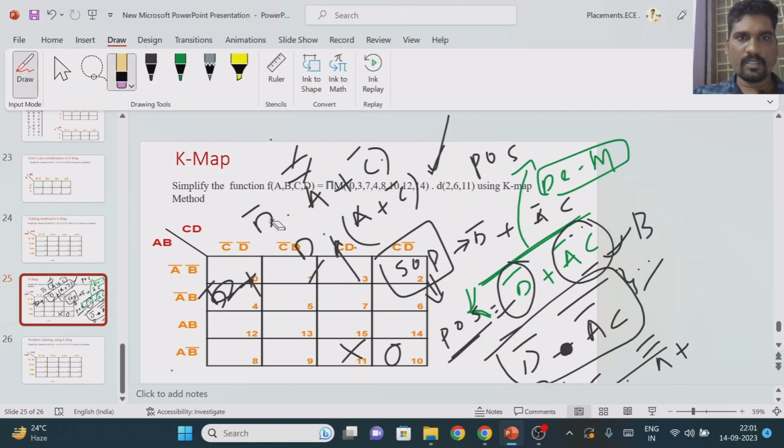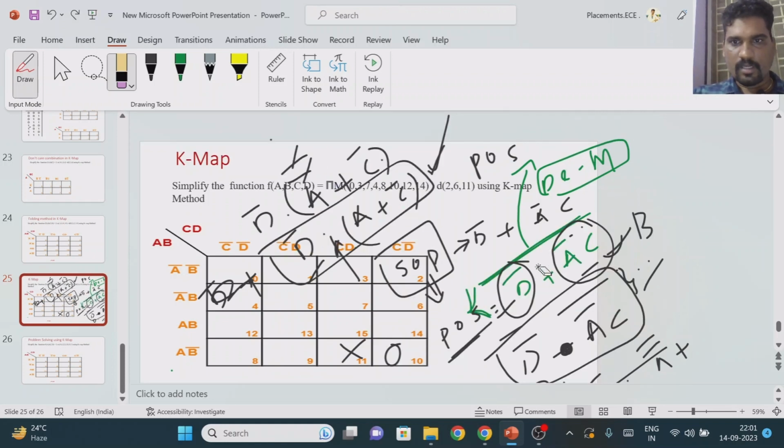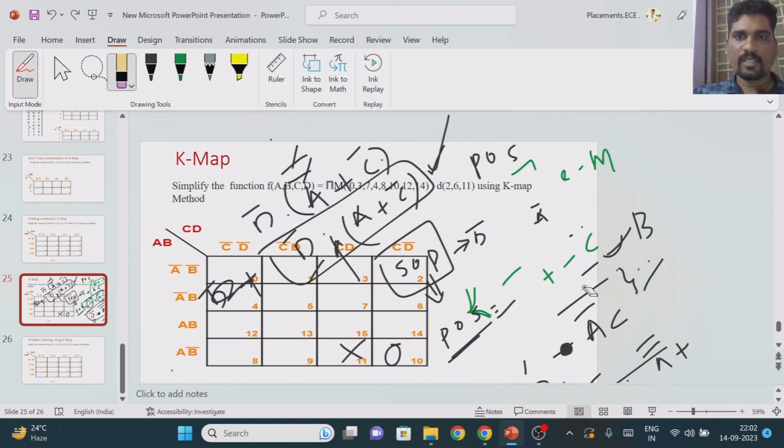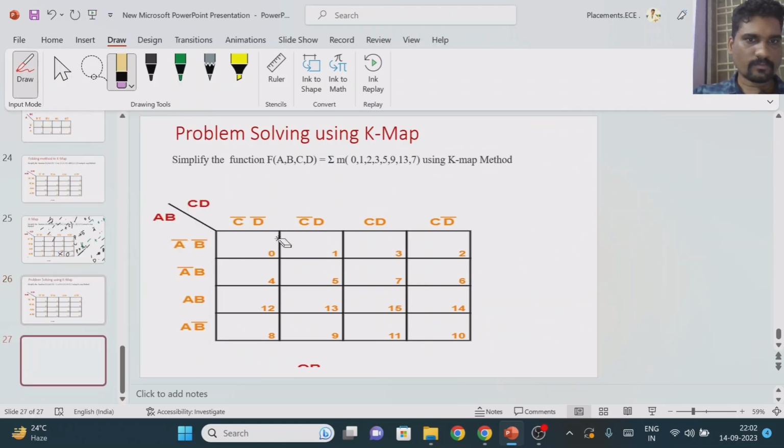So just remember, after the K-map minimization, what is the SOP function we got? The SOP function we got is D bar plus A bar C, right? So let me take one more thing. What is the function we got? Something like this, D bar plus A bar C. This is the value we got.